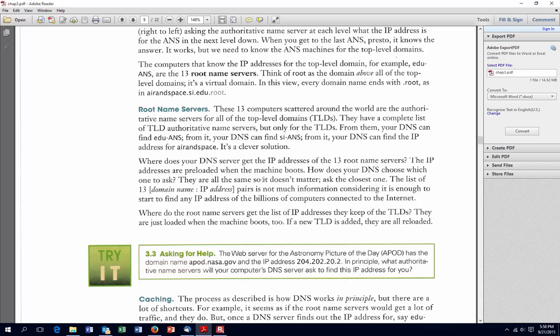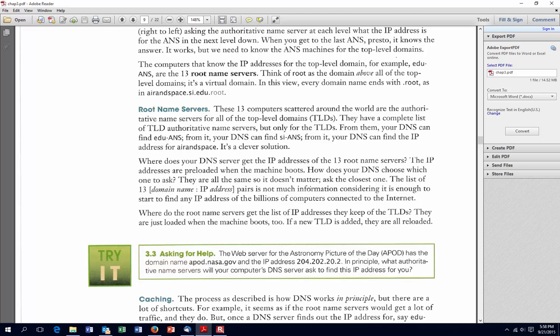At the very top level, there are 13 root servers. Those are scattered throughout the world, and those are the most authoritative name servers that there are. There are also a lot of what we call mirror servers that mirror those 13 root servers, such that information and processing can be spread around, but they are identical to the ones that they're mirroring.